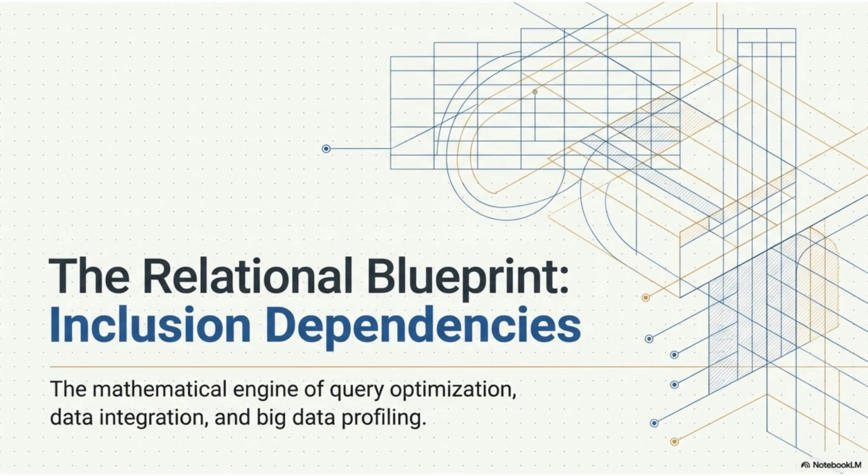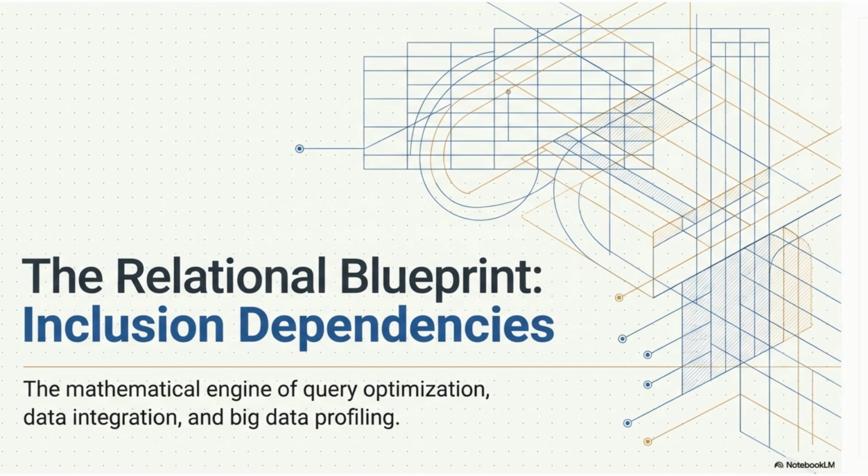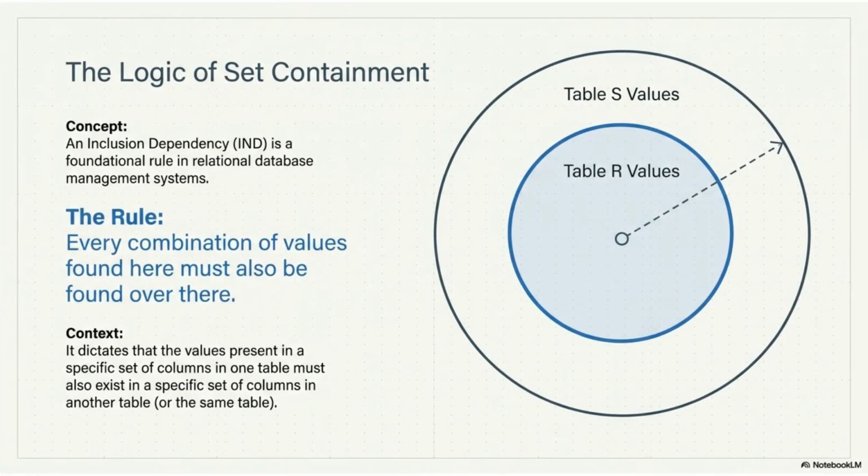Welcome to this video on inclusion dependencies, the mathematical engine behind query optimization, data integration, and big data profiling in relational databases. At its core, an inclusion dependency is a fundamental rule where every combination of values in one set must exist within another set. It defines how data across different tables relates through set containment.